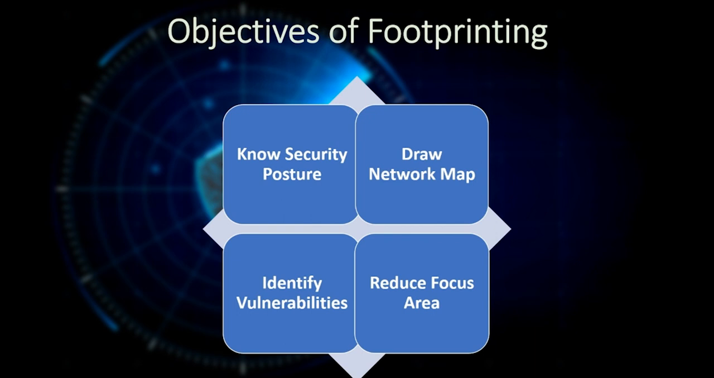What are the objectives of footprinting? There are four objectives. The first one is knowing the security posture. It means the attacker gets to know the security posture of an organization. He gathers information related to it and draws a network map so that he can understand the network and plan accordingly. Third is identifying vulnerabilities. He can identify vulnerabilities using footprinting and exploit those vulnerabilities in the later step of system hacking. And the fourth one is reducing the focus area. Obviously, it reduces the focus area of the attacker so that he can focus on the main things and leave the rest.